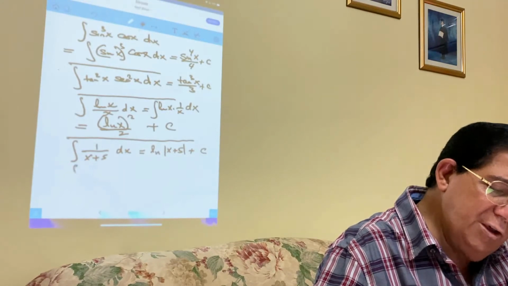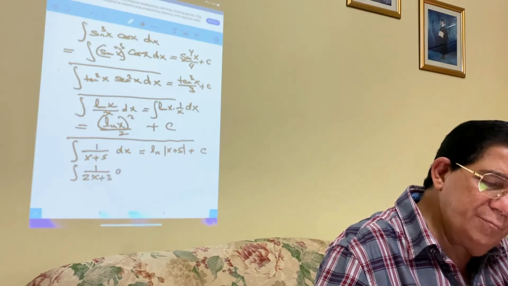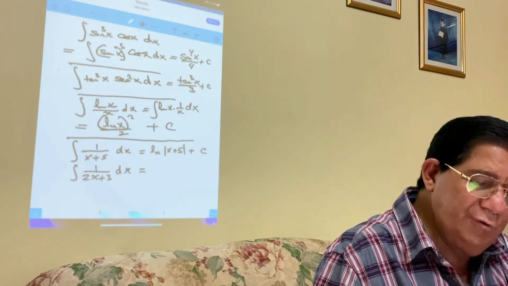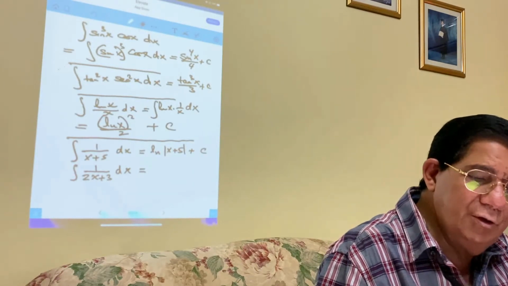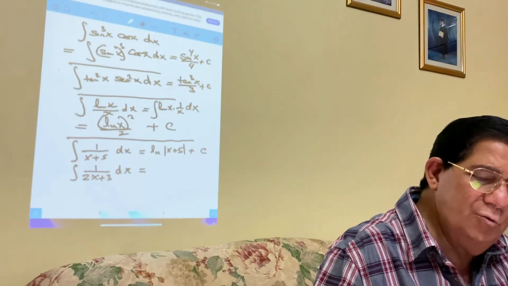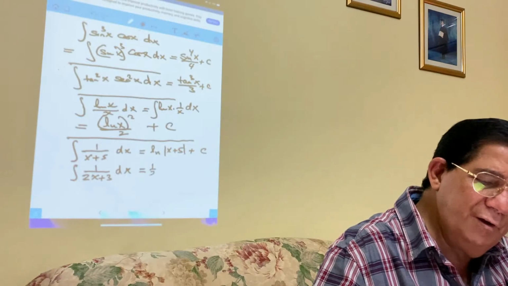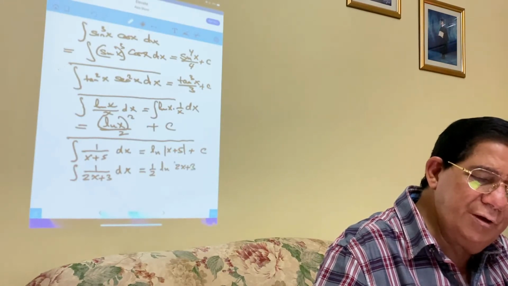What is the integration of 1 over 2x plus 3 dx? What is the differentiation of 2x plus 3? It's 2. The 2 is missing. Then we put half in the answer. And we say half ln modulus of 2x plus 3 plus c.